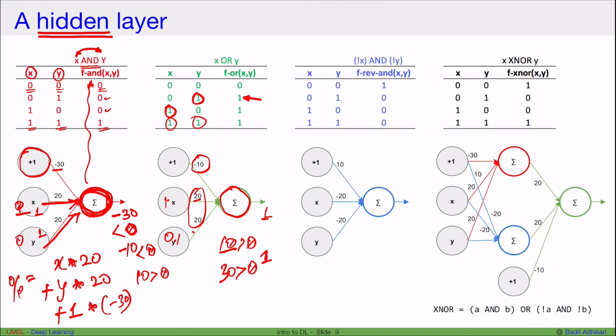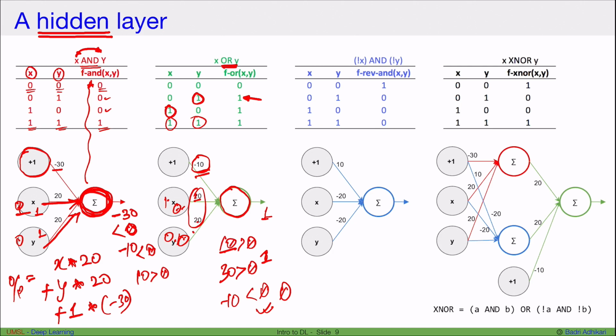And when both of them are 0, so X is 0 and Y is 0, the sum will be 0 times 20 plus 0 times 20 is 0 minus 10. So the output becomes minus 10, which is less than 0. So it represents the case of 0. So we see that even a single neuron can represent the OR function as well.